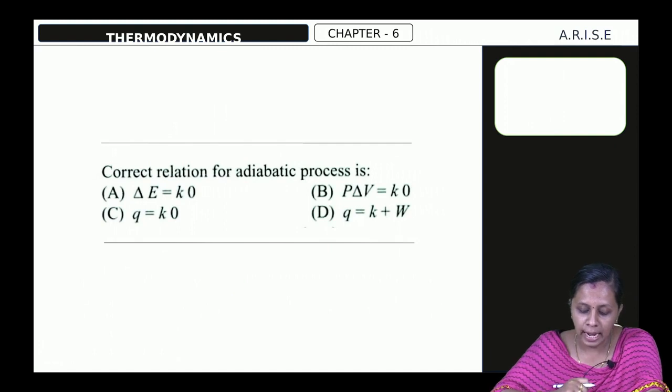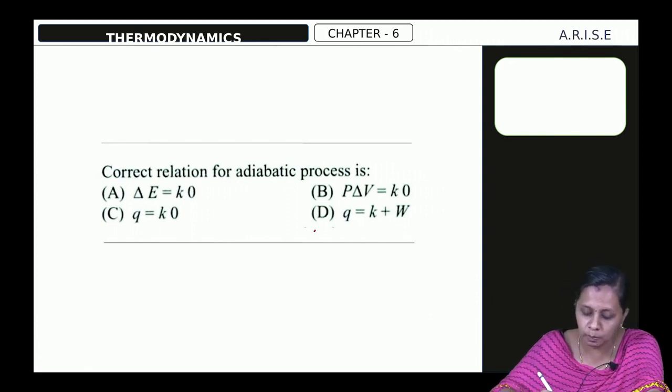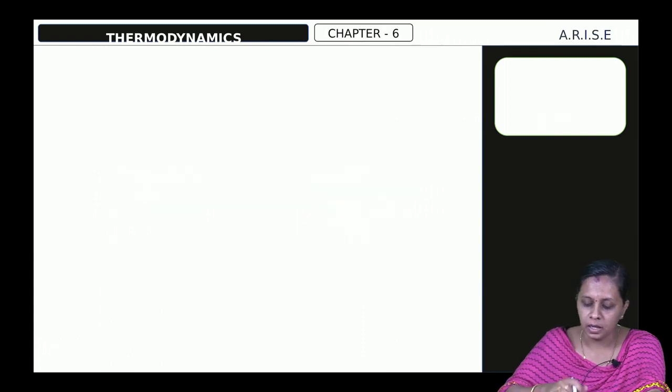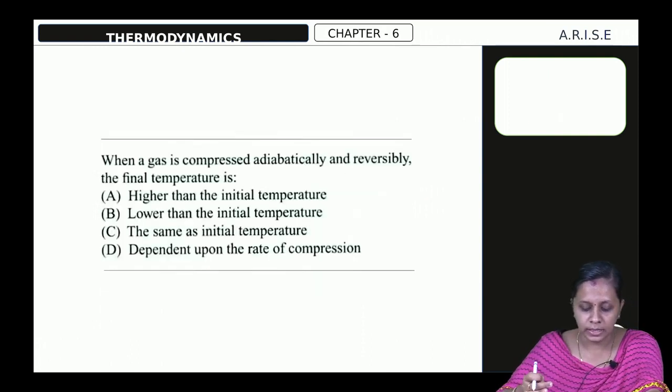The correct relation for an adiabatic process is: adiabatic process means there is no heat exchange. That is known as an adiabatic process. So for the adiabatic process, the relation is delta U is equal to W. That is option D. Now moving on to the third question.